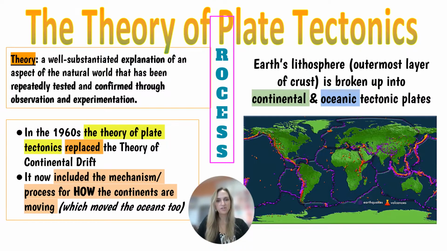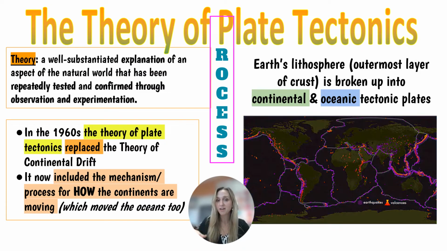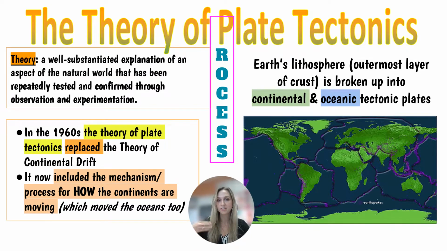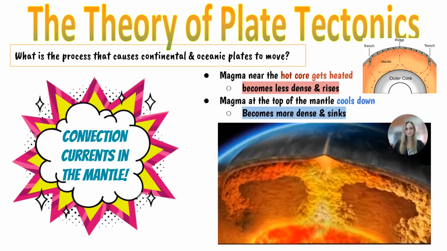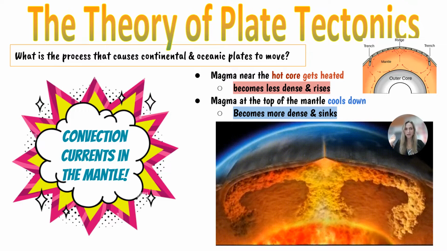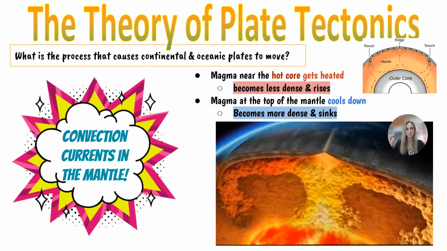All right, just to recap, the ocean floor is broken into different plates. Those plates float on the mantle. They float independently of each other, and they move because of convection currents that occur in the mantle. This is the reason for any plate movement: convection currents in the mantle.